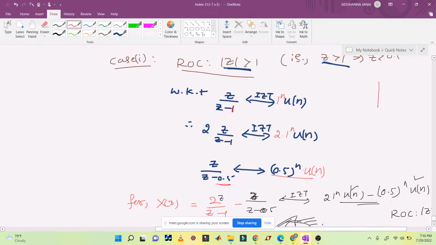So what he is telling in the first one is, if there is a pole at 0.5 and there is a pole at 1, ROC.